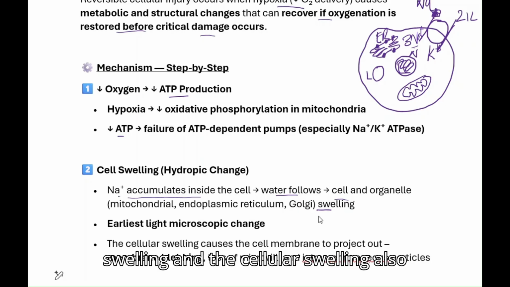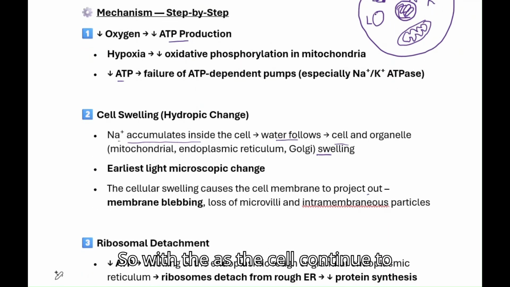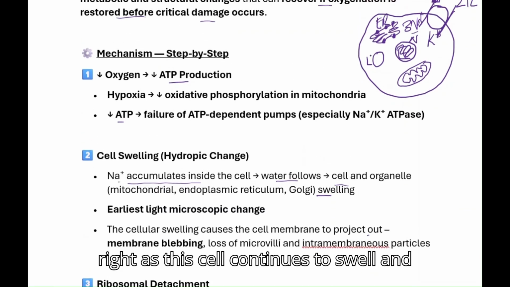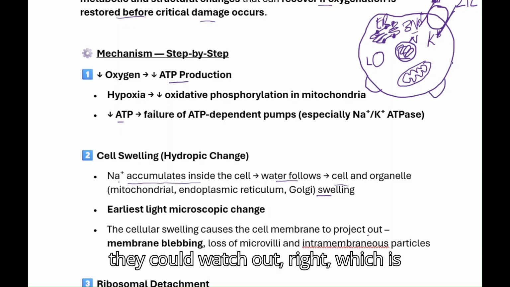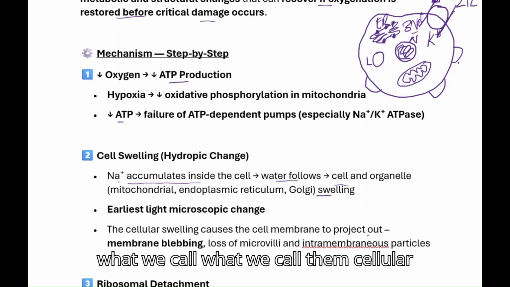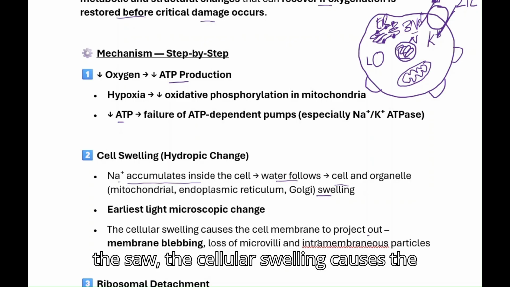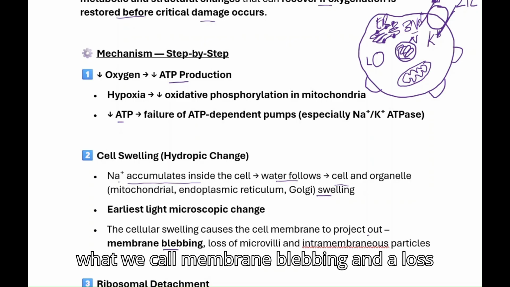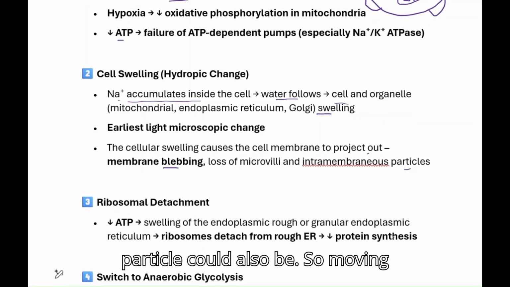And the cellular swelling also causes the cell membrane to project out. So as the cell continues to swell along with the organelles, if you go back to our diagram, the cell membrane can now bulge out, right? Which is what we call cellular blebbing. So cellular swelling causes the cell membrane to project out, which is what we call membrane blebbing. And the loss of microvilli and the intramembranous particles could also be seen.